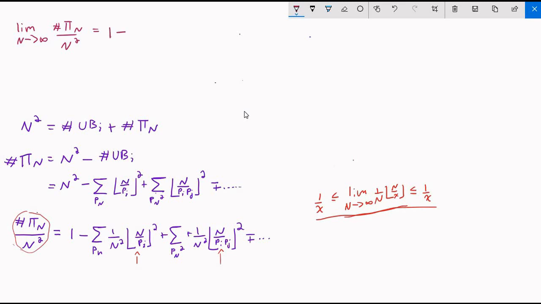So this becomes 1 minus the sum over each of the primes of 1 over p sub i squared, plus the sum over every pair of primes of 1 over p sub i p sub j squared, minus the triples and the quadruples and so on and so forth. And now these sets here, the p sub n, are actually infinite because we've taken the limit as n goes to infinity, so the set p sub n contains all the prime numbers. And this should look familiar to one of the other little lemmas that we proved.